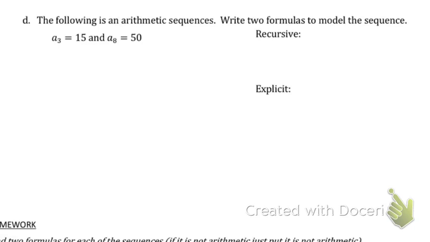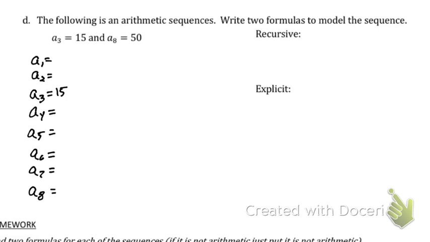So we're going to start out going the hard way about this. My first term, I don't know. Second term, I don't know. Third term, that's 15. Then we have a whole bunch of I don't knows. Fourth term, I don't know. Fifth term, I don't know. Sixth term, I don't know. Seventh term. Eighth term, I know that one. That one equals 50. So we have a bunch of things we don't know the values of.